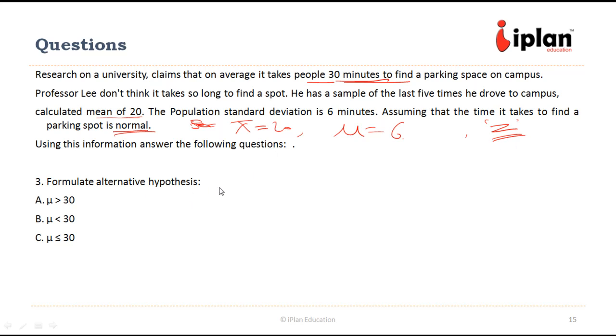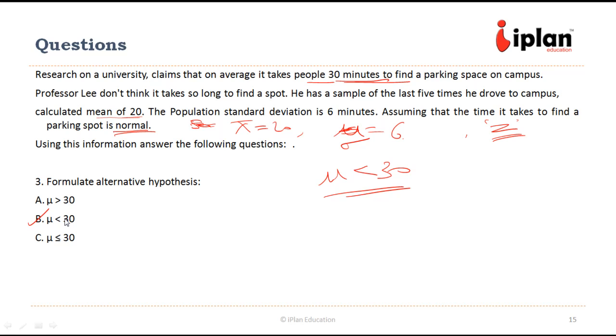What is the alternative hypothesis? What do we want to prove? Professor does not think it takes that long. He thinks that mu is, sorry, this is the standard deviation, so this is sigma. So alternative hypothesis is mu is less than 30. It does not take that long. So that is your alternative hypothesis. So clearly the option B is correct.